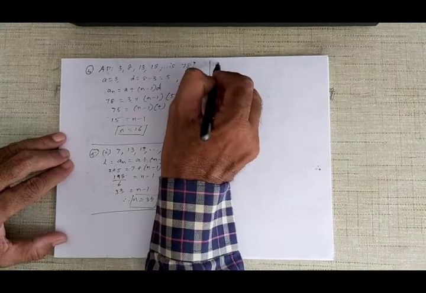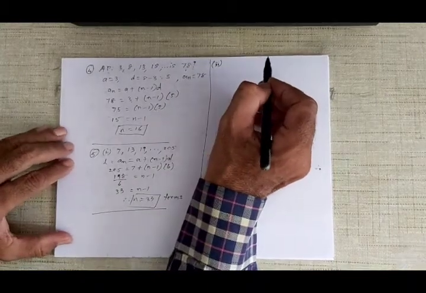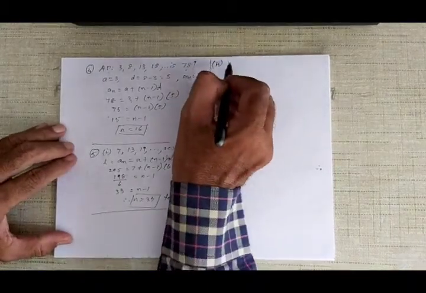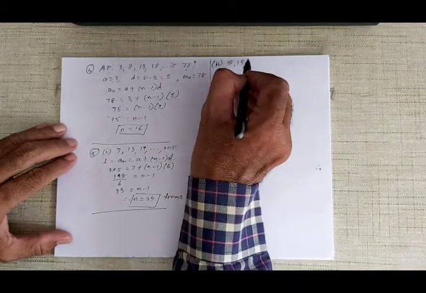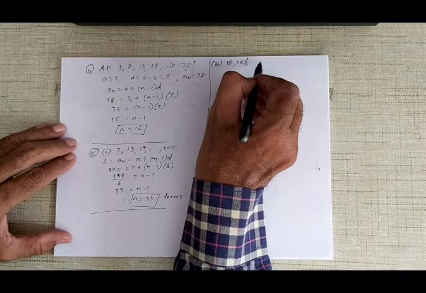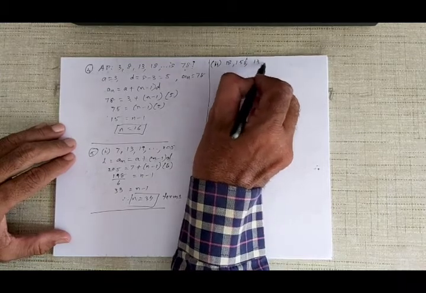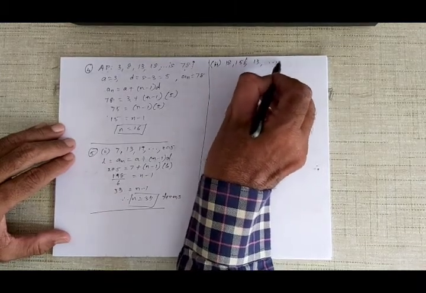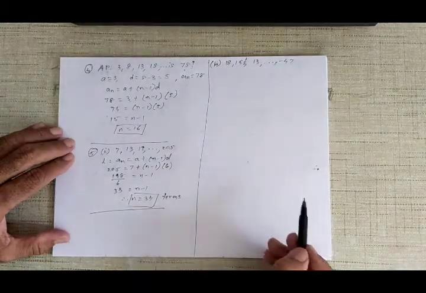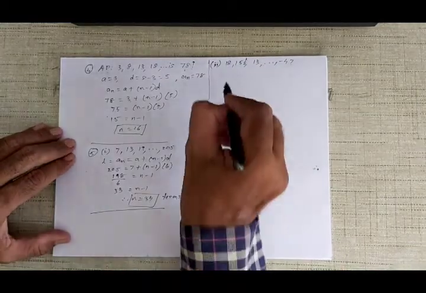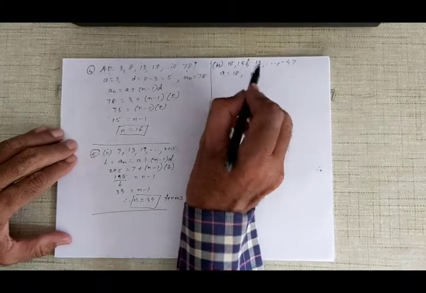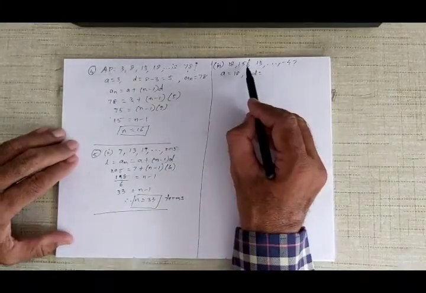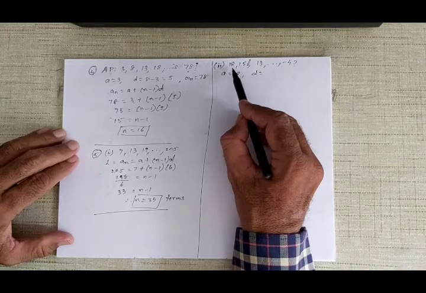Alright, look at the second one. The second one says 18, 15 and a half, 13, dot dot, minus 47. Same thing. Here we take A is equal to 18, D is equal to 15 and a half minus 18.